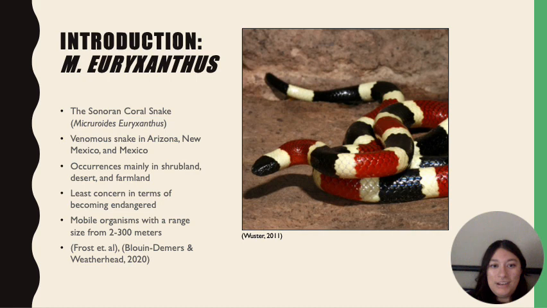They are usually found in Arizona and New Mexico, but they can also be found in Mexico. Their occurrences are mainly in shrubland, grassland, farmland, and deserts. According to Frost and the IUCN Red List, they are of least concern for becoming endangered, and they are mobile organisms who don't venture more than about 300 meters away from their burrows.